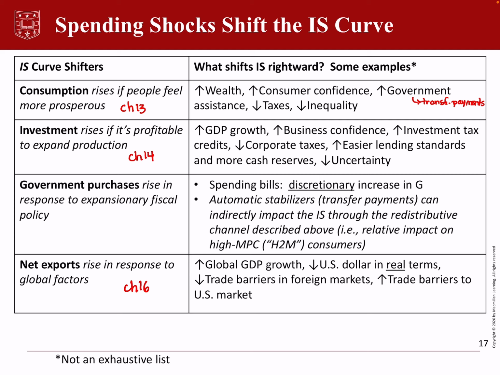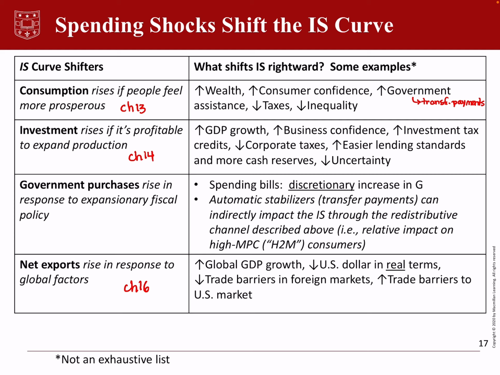So when we say that reductions in inequality should shift the IS curve to the right, what we mean by this is that if we undertook actions in the macroeconomy to redistribute income from high income people to low income households, the high income people would have lower incomes and reduce their consumption.